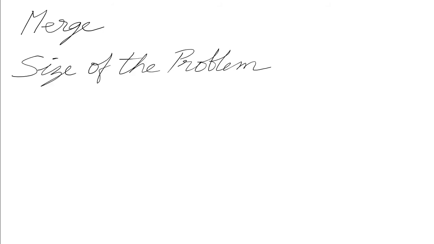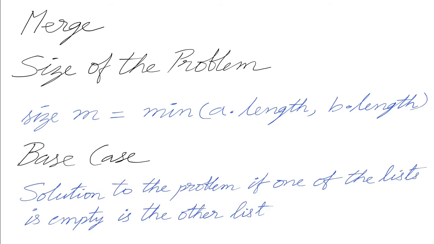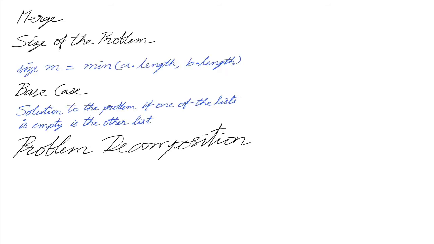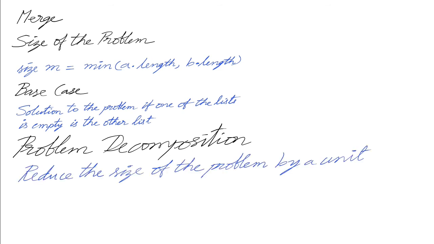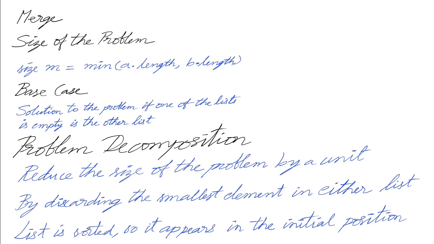What is the size of the problem? Size of the problem is given by the minimum length of one of these arrays, A and B. What is the base case? Solution to the problem: if one of the lists is empty, is the other list. Let's now look at the problem decomposition step. We reduce the size of the problem by a unit by discarding the smallest element in either list. List is sorted so it appears in the initial position.